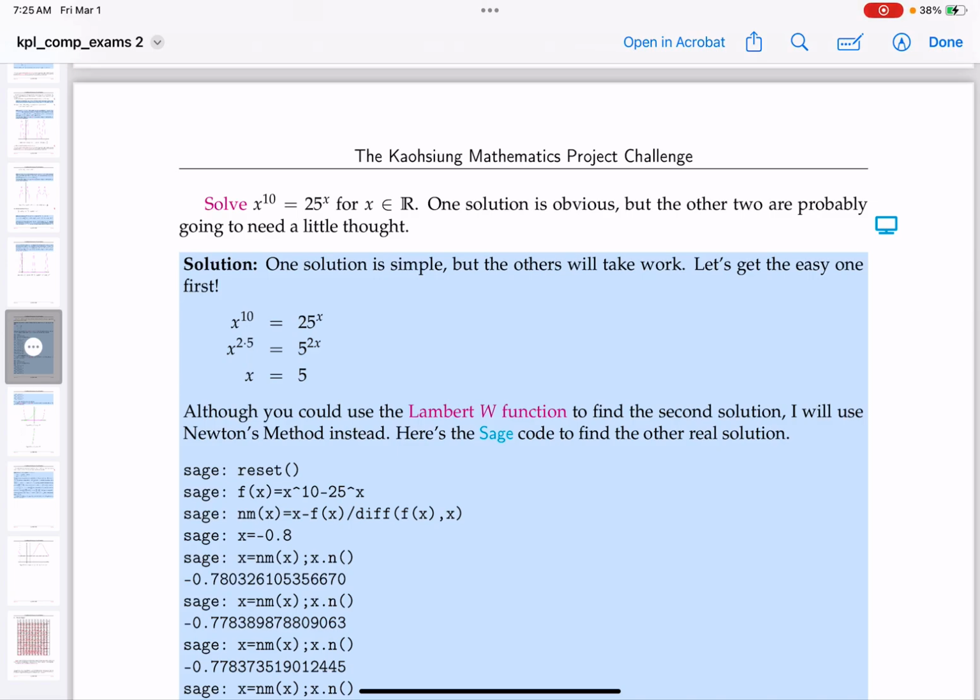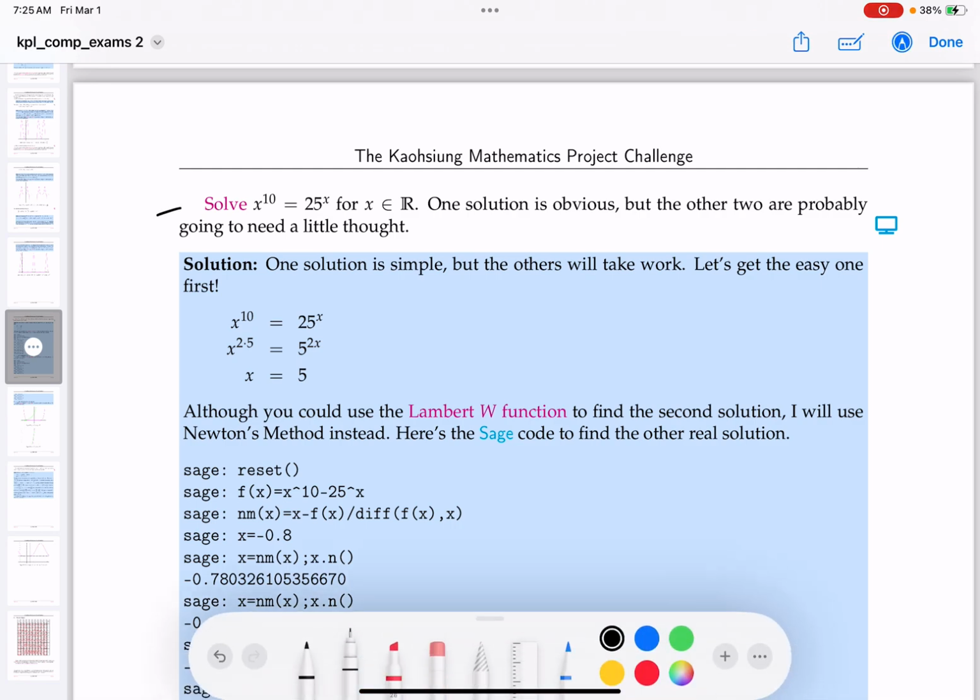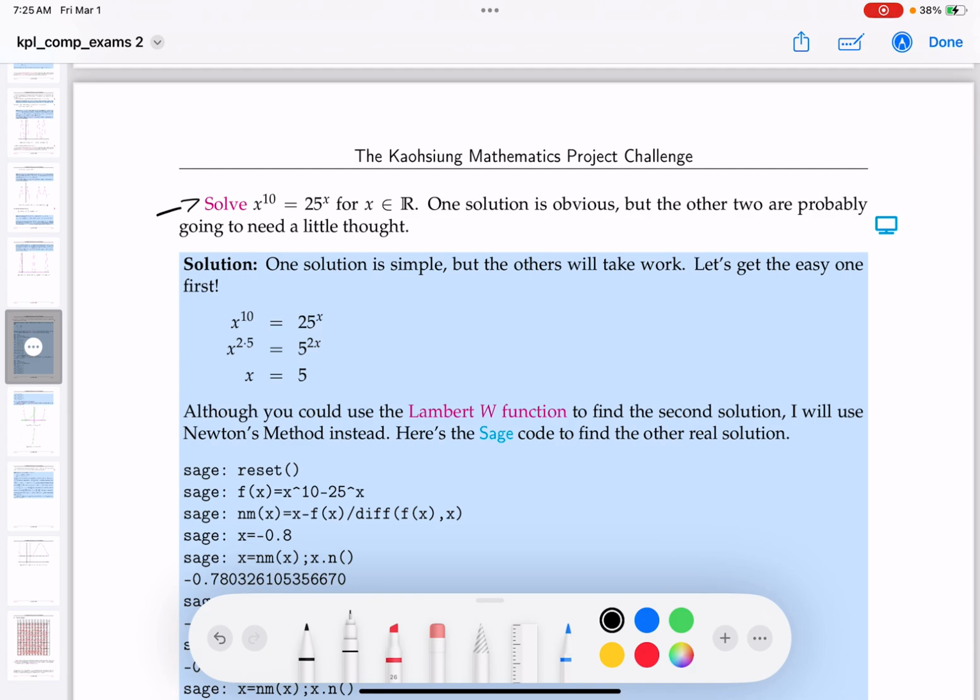Okay, again, I saw this problem on the internet. I thought it was an interesting problem. It says solve. You notice that link is available to you if you want to look at somebody else solve the problem. Solve this problem, which is x to the 10th power, which looks like a flattened parabola, and then an exponential 25 to the x. And where are they equal? And they say x is a real number. It says one solution is obvious, but the other two are probably going to need a little thought.